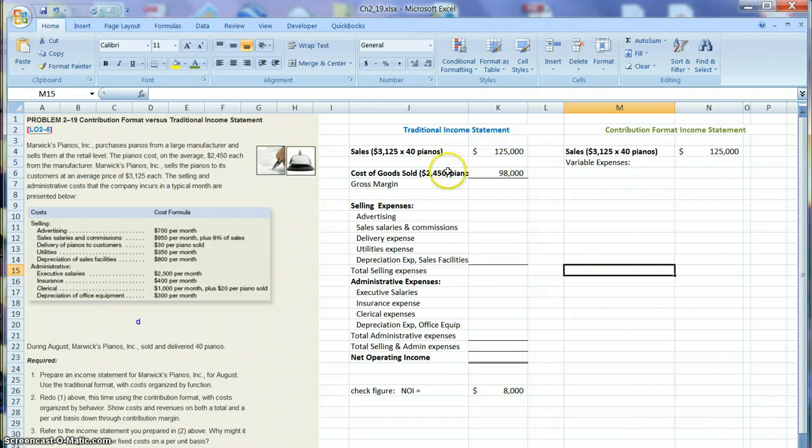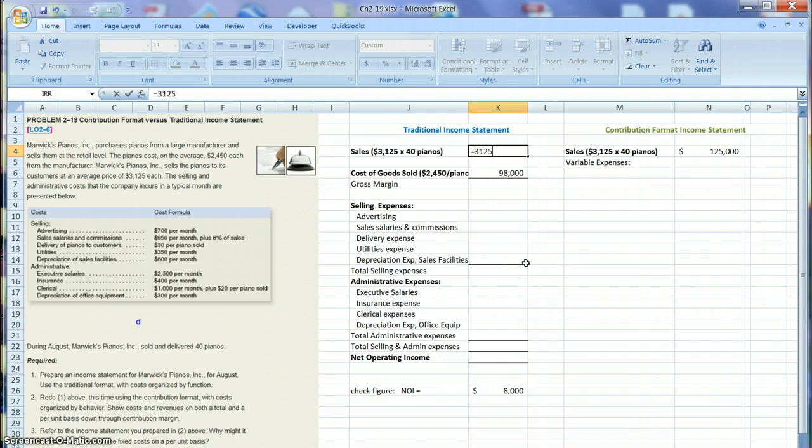All right, so what we want to do is start with computing our sales number. And you can tell that I've already done this for you, but I just want to explain how I do this in Excel. I would put the equal sign in here, take my $3,125, use the asterisk for my multiplication symbol, times 40 units or pianos as given to us that were sold and delivered to customers in the month of August.